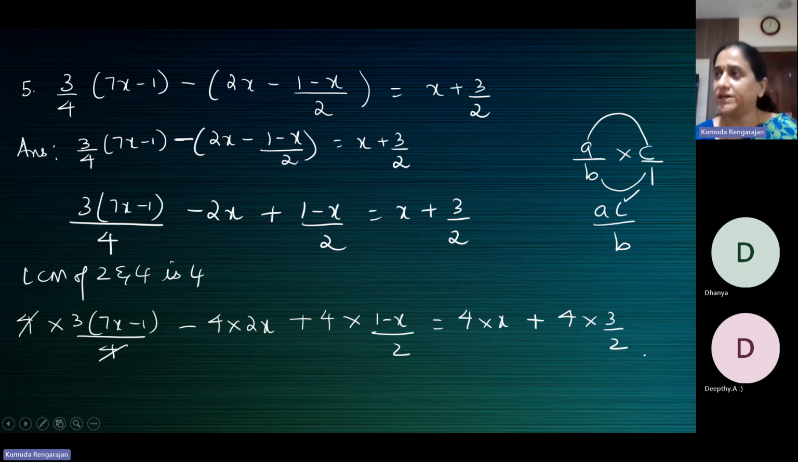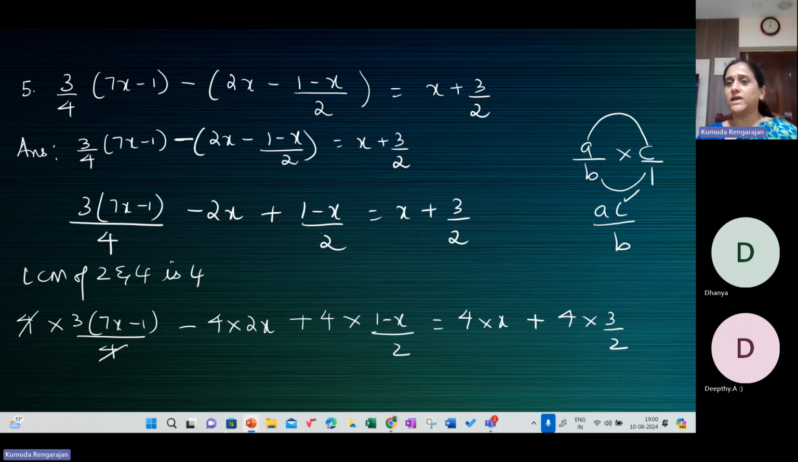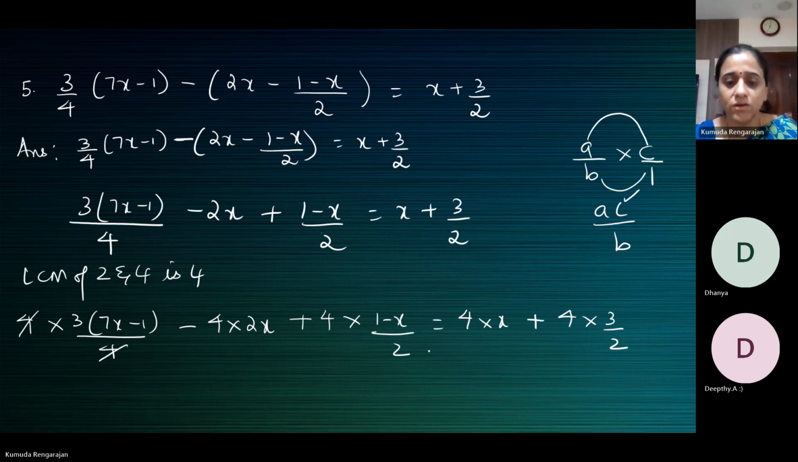See, we've multiplied every term by 4. Can you see 3 by 2? 4 into 3 by 2. Can you see x? 4 into x. 1 minus x by 2? 4 into 1 minus x by 2. 2x, this minus is here, 4 into 2x. Multiply every term with 4, the LCM. Now here, 2 ones are, 2 twos are.